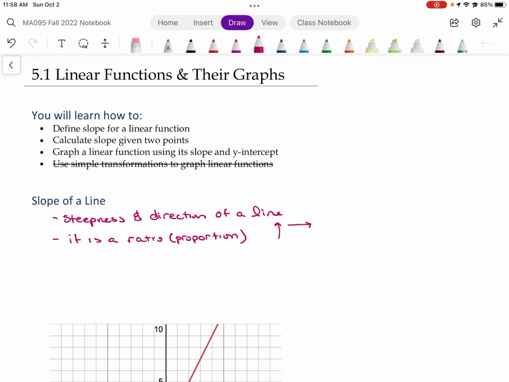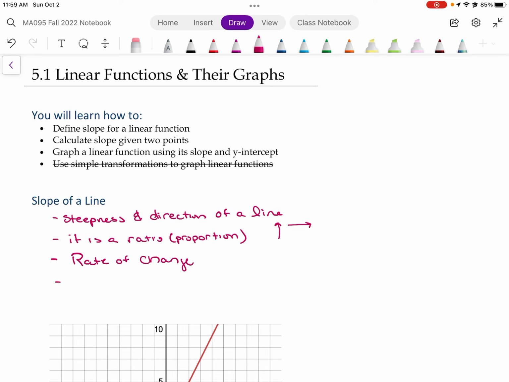And some people, like construction people, will use the word pitch, the pitch of a roof, how steep it is. You can look at how steep a hike is when you go up the side of a mountain, that kind of thing. So it's also called the rate of change. How much it changes, how much something goes up as you move forward, for instance.